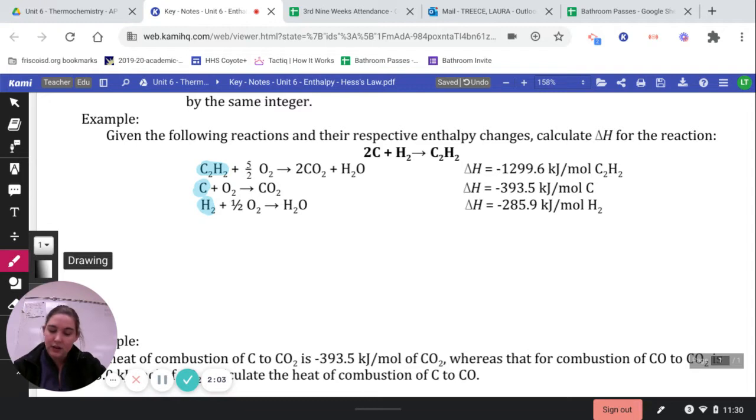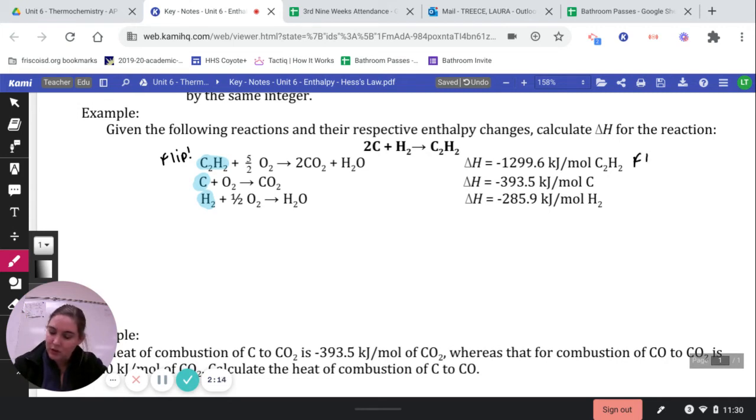So I can see that right now C2H2 is a reactant, but in my overall reaction, it's a product. So I'm probably going to need to flip this reaction, which means I also am going to flip my delta H, since it's a product. All right, my H2 looks pretty good, but with my C, I have 2 C's here and I only have 1 here, so that means I'm going to multiply this reaction by 2, which also means I'll need to multiply my delta H by 2 as well. Okay, so let's go ahead and do these changes.